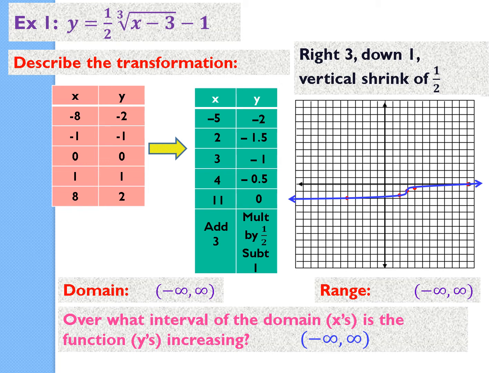Now, the only time this graph would show a decreasing interval is if that a was negative. If a was negative, then it would reflect that graph over the x-axis and it would go from increasing to decreasing. But if that happened, it would still be decreasing over the entire domain. But for now, the answer to the question over what interval of the domain is the function increasing is negative infinity to infinity.